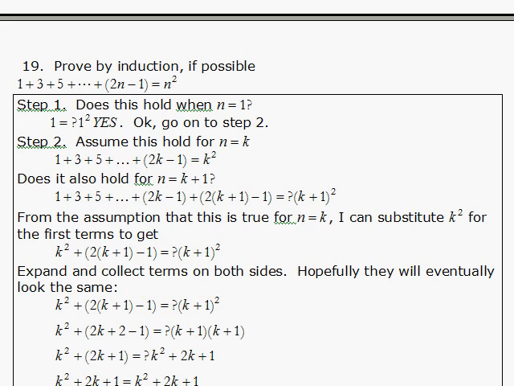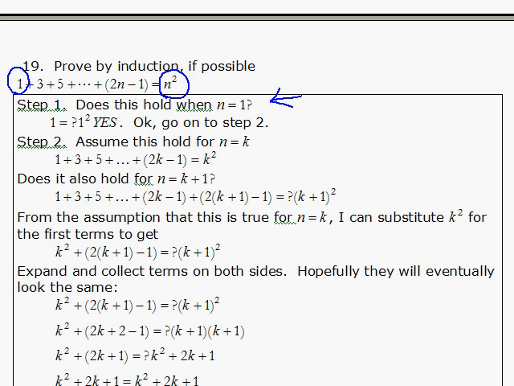In this proof by induction, this is one of the 2 problems that was proved in the homework. So if you look at this again and you review the homework, you should have it. To prove by induction, you first say, does this hold when n equals 1? When n equals 1, you go to this side and grab the first term, and then you put 1 for n in this other side. So in this case, it's 1. Is it equal to 1 squared? Yes. Now go to step 2.